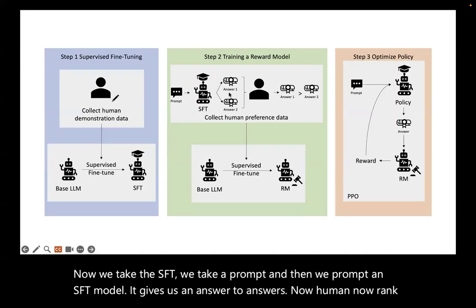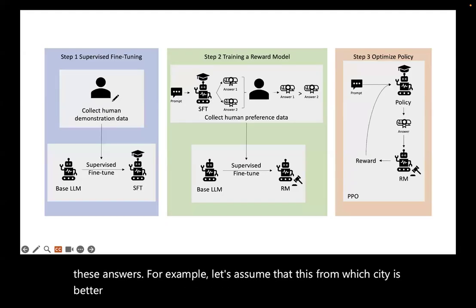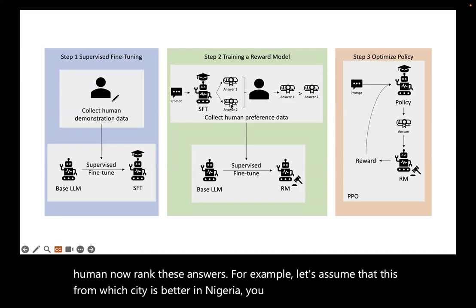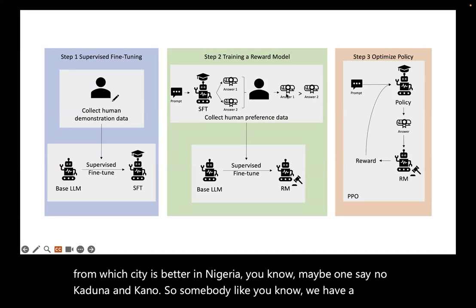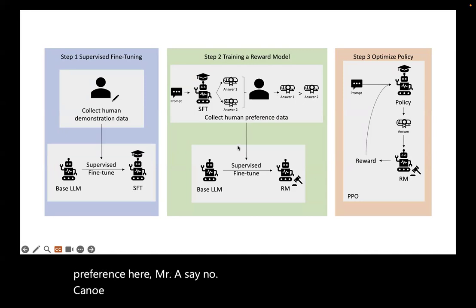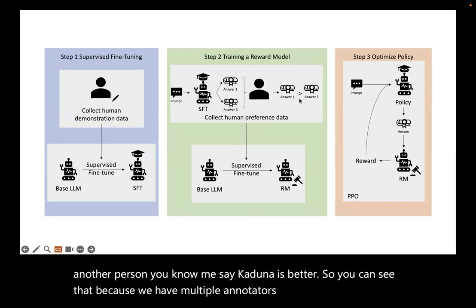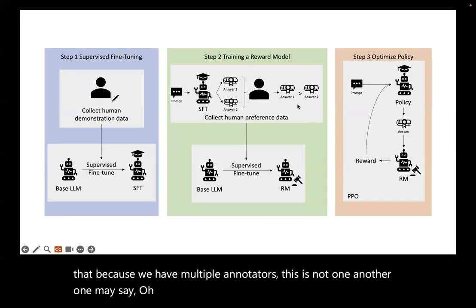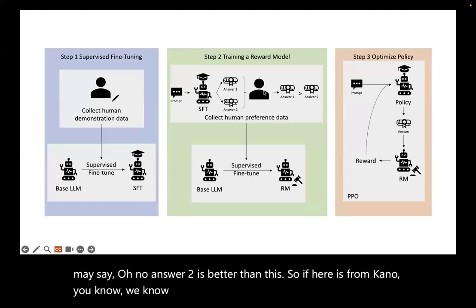For example, let's assume this is a prompt: which city is better in Nigeria? Maybe one says Kaduna and another Kano. Mr. A says Kano is better than Kaduna, but another person may say Kaduna is better. Because we have multiple annotators, this is not one. Another one may say answer two is better than this. If the annotator is from Kano, we know the preference. If from Kaduna, we know the preference.